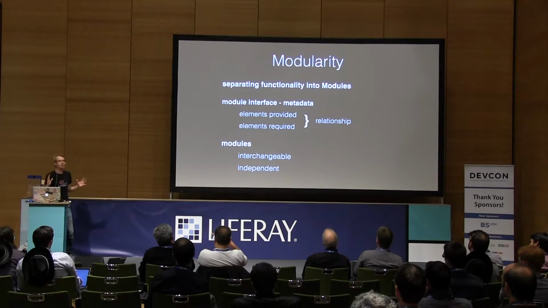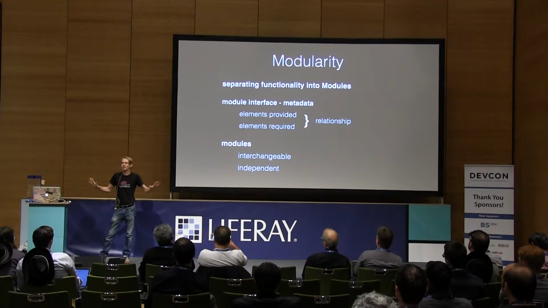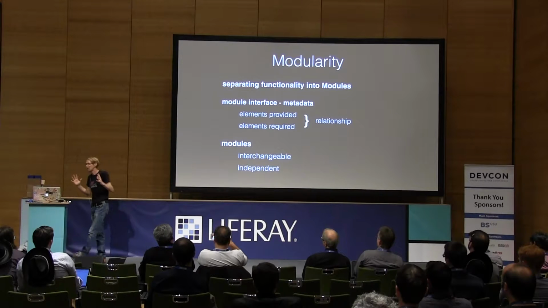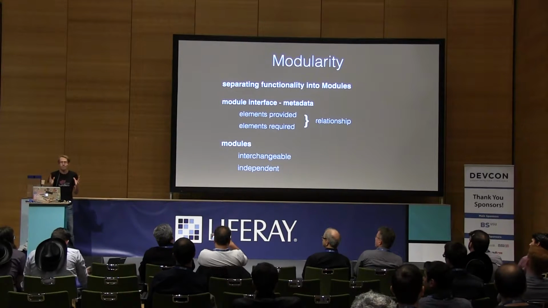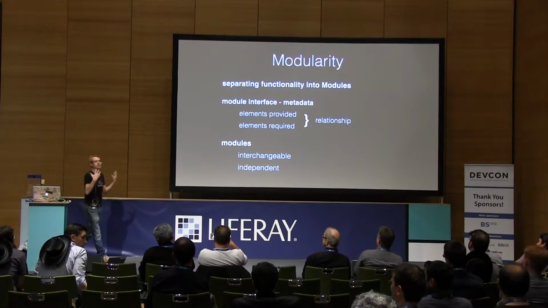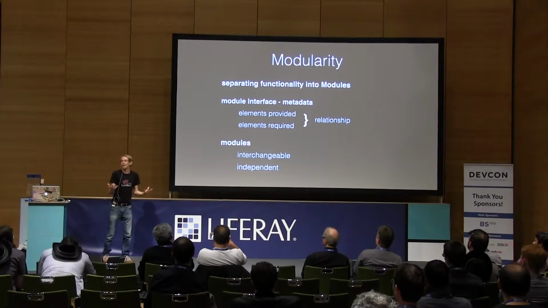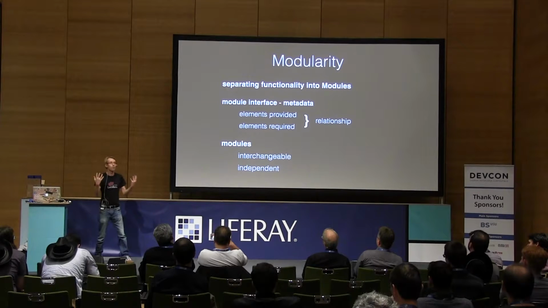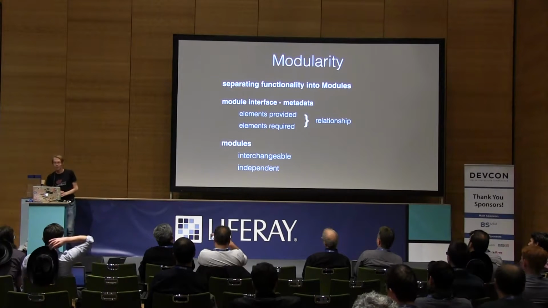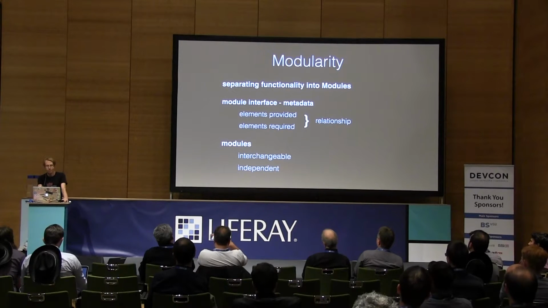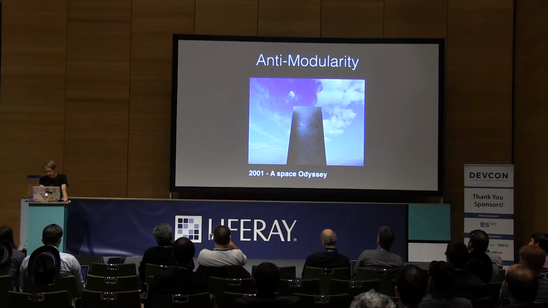A module needs an interface. For now, do not think about Java interfaces. Just think about the interface like metadata. The interface, the metadata, expresses elements provided by a module and elements required by other modules. Let's call this relationship. And modules need to be interchangeable and independent.